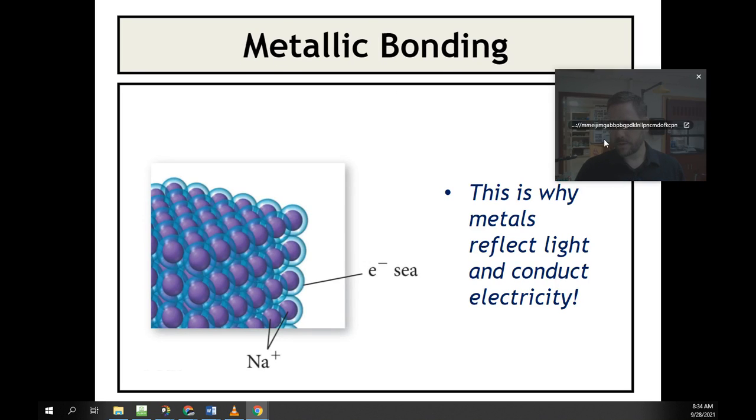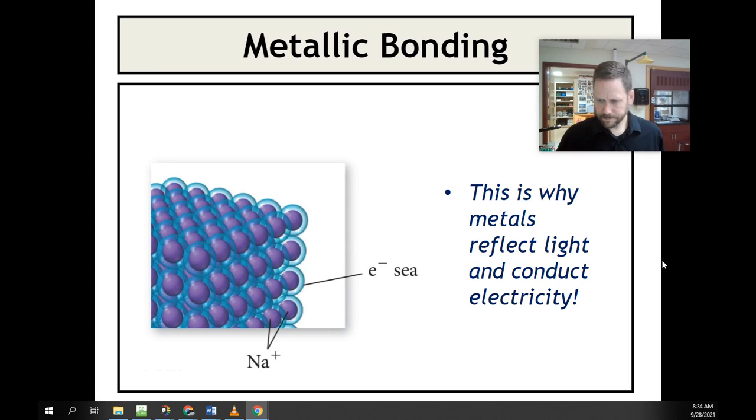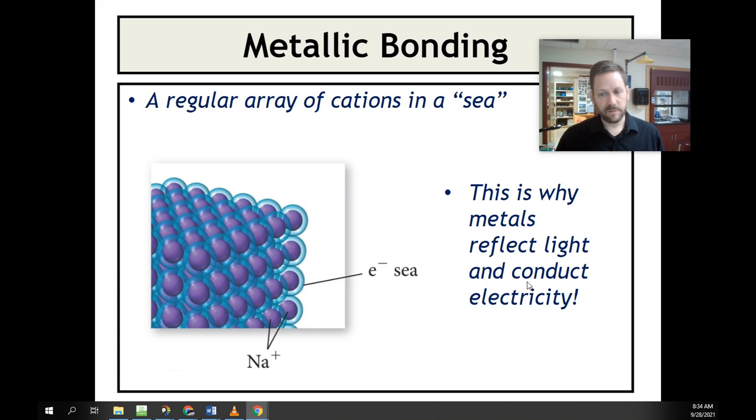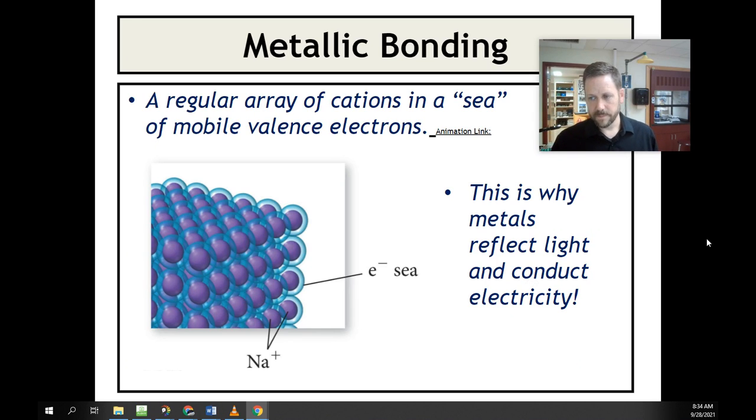We're going to start with metallic bonds, and hopefully this definition of a metallic bond as a sea of mobile valence electrons is familiar. Think about all of these purple spheres as representing, for instance, sodium atoms, nuclei, and these blue halos around each one being the valence electron in a sodium atom.